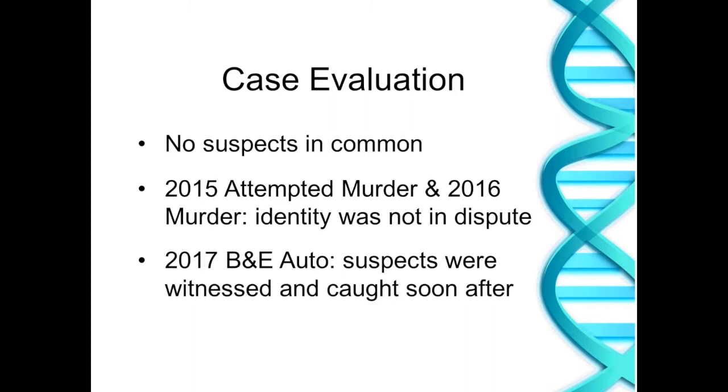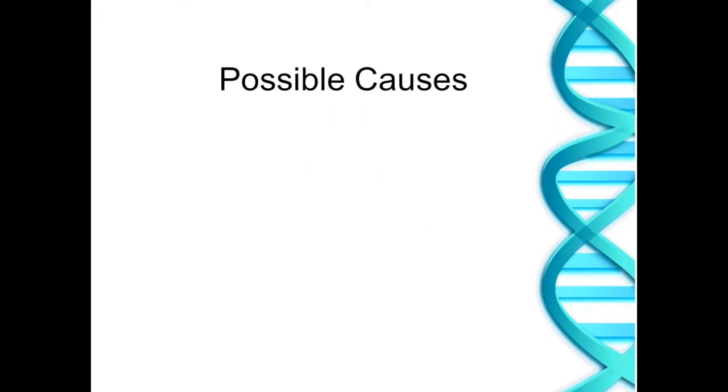In addition, for the 2015 attempted murder and the 2016 murder case, the identity of these people was not in dispute. It was the circumstances that were in dispute. But as for who the suspect was, there was really no question. And then in fact, the car break-in in 2017, these people were witnessed and caught almost immediately after the event. So this was very strange.